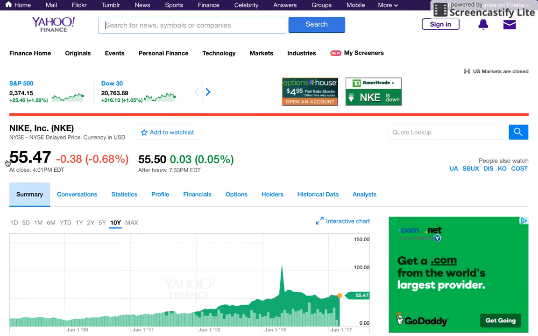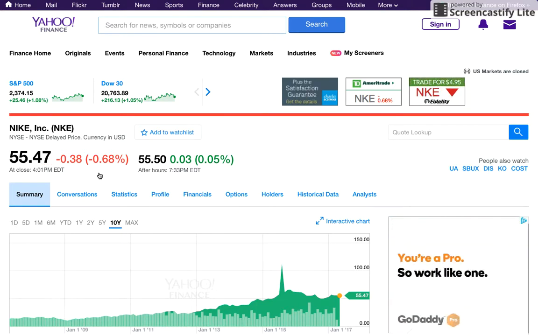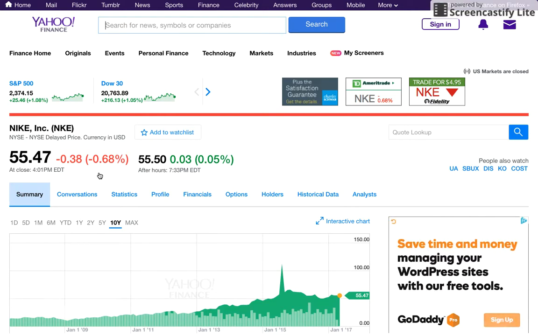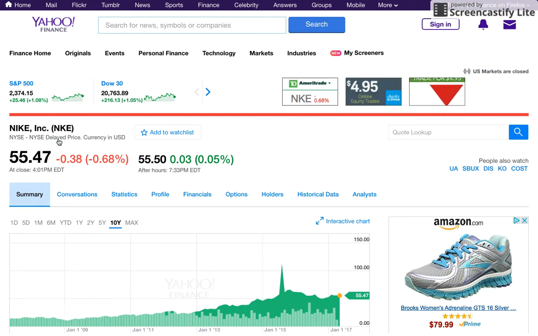Right here, this big number is the current stock price, $55.47. The stock market is closed right now as I'm doing this at 10 o'clock at night. If you were watching the stock chart during the day when the market is open, this number would be fluctuating, as well as this one. So this is showing you that it went down 38 cents or 0.68% from the previous day's closing price.